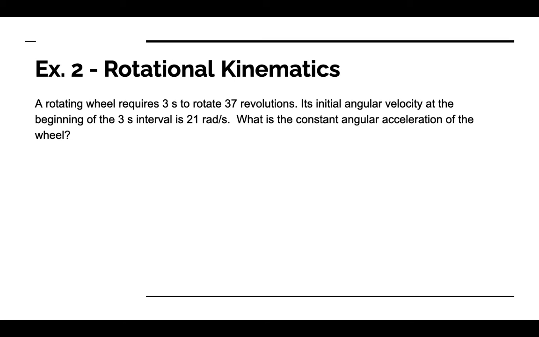So let's take a look at an example problem real quick with rotational kinematics. A rotating wheel requires 3 seconds to rotate 37 revolutions. Its initial angular velocity at the beginning of the 3-second interval is 21 radians per second. What is the constant angular acceleration of the wheel?